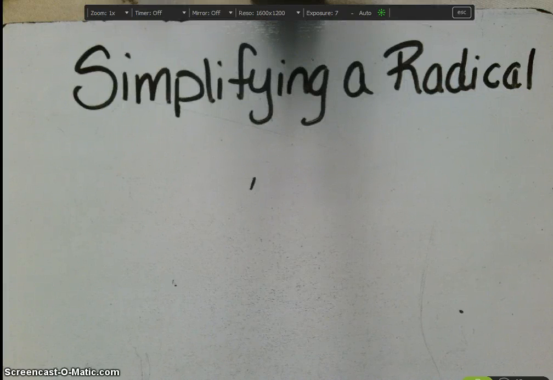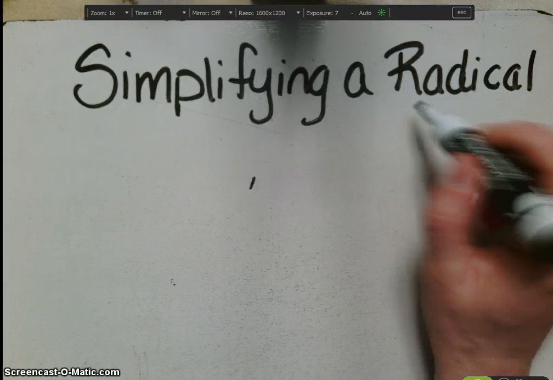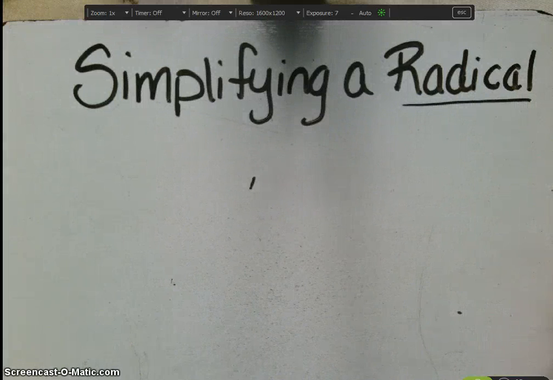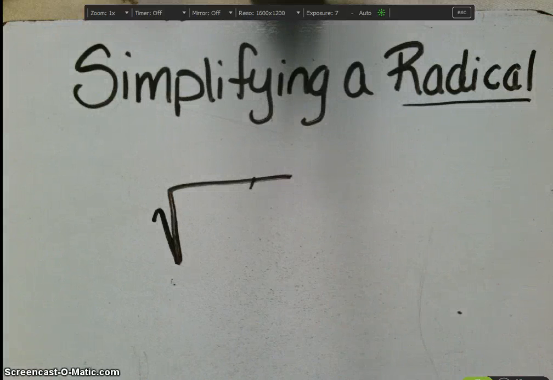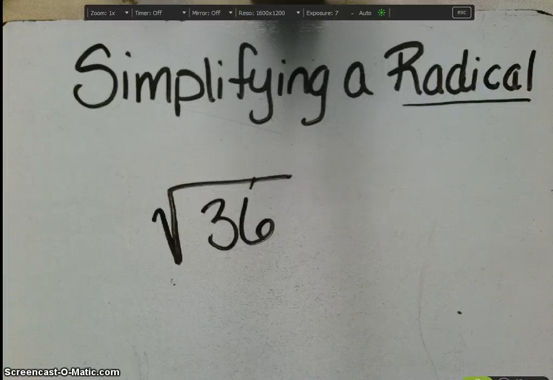Alright, we're going to simplify a radical. You have to know what a radical is. It's just another name for a square root symbol. So when I say radical 36, that's what it looks like. It looks just like square root of 36.